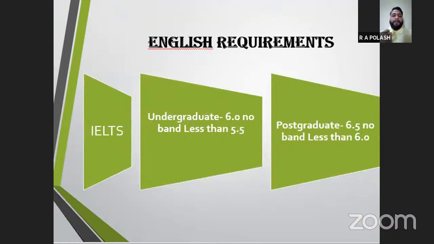There are English requirement tests for the colleges and universities, for post-graduation, master's and undergraduate courses. Here is the IELTS requirement. If you want to study in Canada, you must take the IELTS and reach the IELTS requirement. For the undergraduate course, you must get an overall 6.0 and no band less than 5.5, and for the post-graduation course you must have 6.5, with no band less than 6.